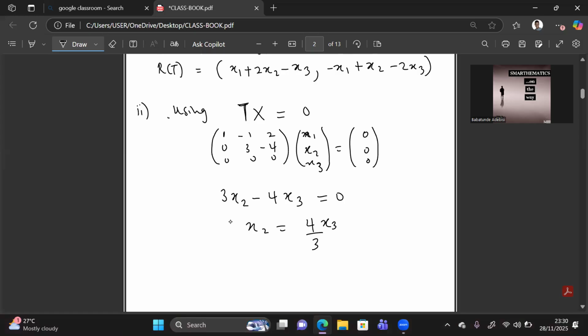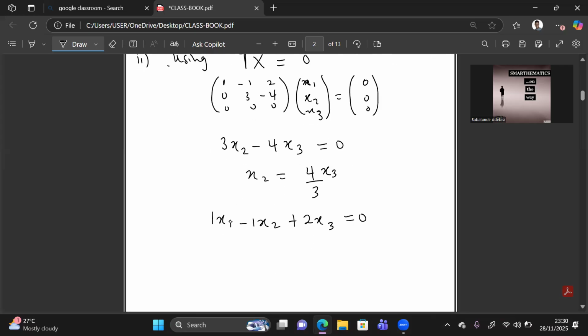Now, I'll also consider the first row, 1, minus 1, 2. That's 1x1 minus 1x2 plus 2x3 equals 0. So remember that x2 is 4 over 3 x3. Which means that wherever I see x2 here, I can replace it with 4 over 3 x3. So 1x1 is the same thing as x1, minus 1x2, which I can now write as 4 over 3 x3, plus 2x3 equals 0.